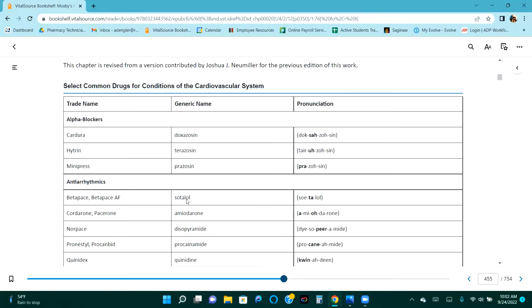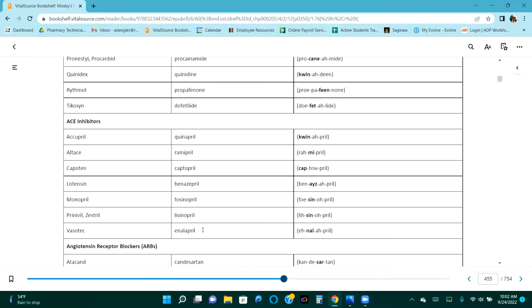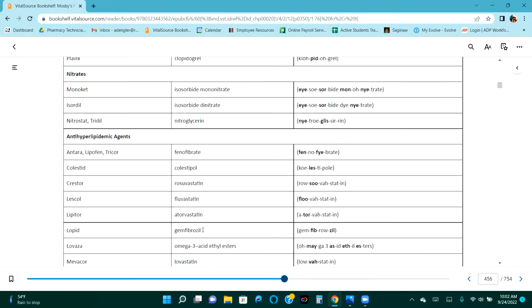This table lists a lot of common drugs for conditions of the cardiovascular system, and of course, all of their pronunciations. We'll also go through those as we progress through the chapter.